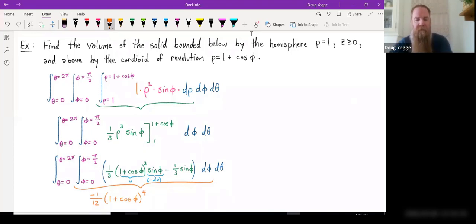So that takes care of the first term. Now the integral of 1/3 sine phi is simply plus 1/3 cosine phi, because remember, the integral of sine is negative cosine. Oh, I'm sorry, that's not theta, it is phi, cosine of phi. And that is evaluated from phi equals 0 up to phi equals pi over 2.